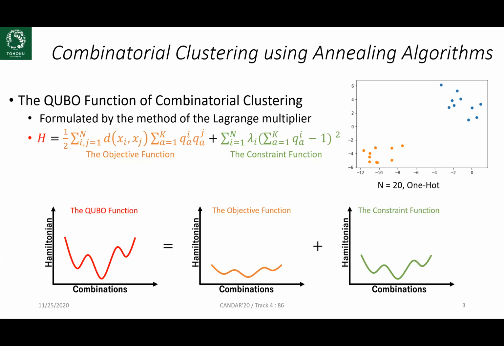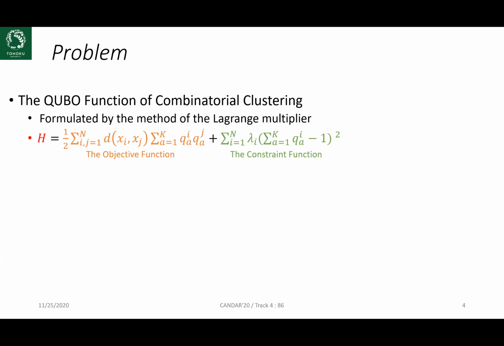This figure shows combinatorial clustering using simulated annealing on a CPU when the number of data points is 20. Combinatorial clustering succeeds in classifying the data points. However, the QUBO formulation by using the method of the Lagrange multiplier is problematic. When the problem size is large, the same QUBO function as before is given.